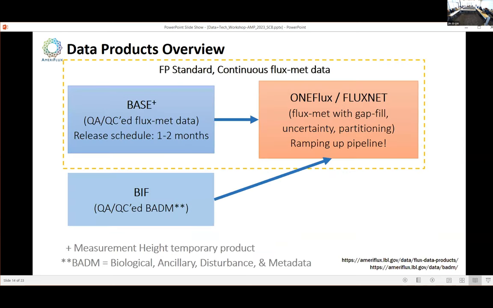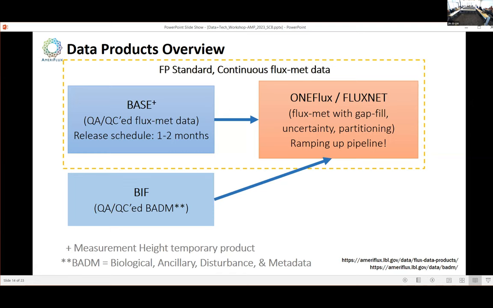Okay, now we're going to switch to the data support. I mentioned earlier that we have three products. BASE is what we call QAQC transmit data. We release it every 1 to 2 months. Hassan's been primarily doing that, but we are trying to start a self-review process because we are scaling up, and obviously having Hassan do all the work is crazy. And then there's OneFlux and FluxNet, which Gilberto is helping with, and we are trying to get more sites in that pipeline as well.